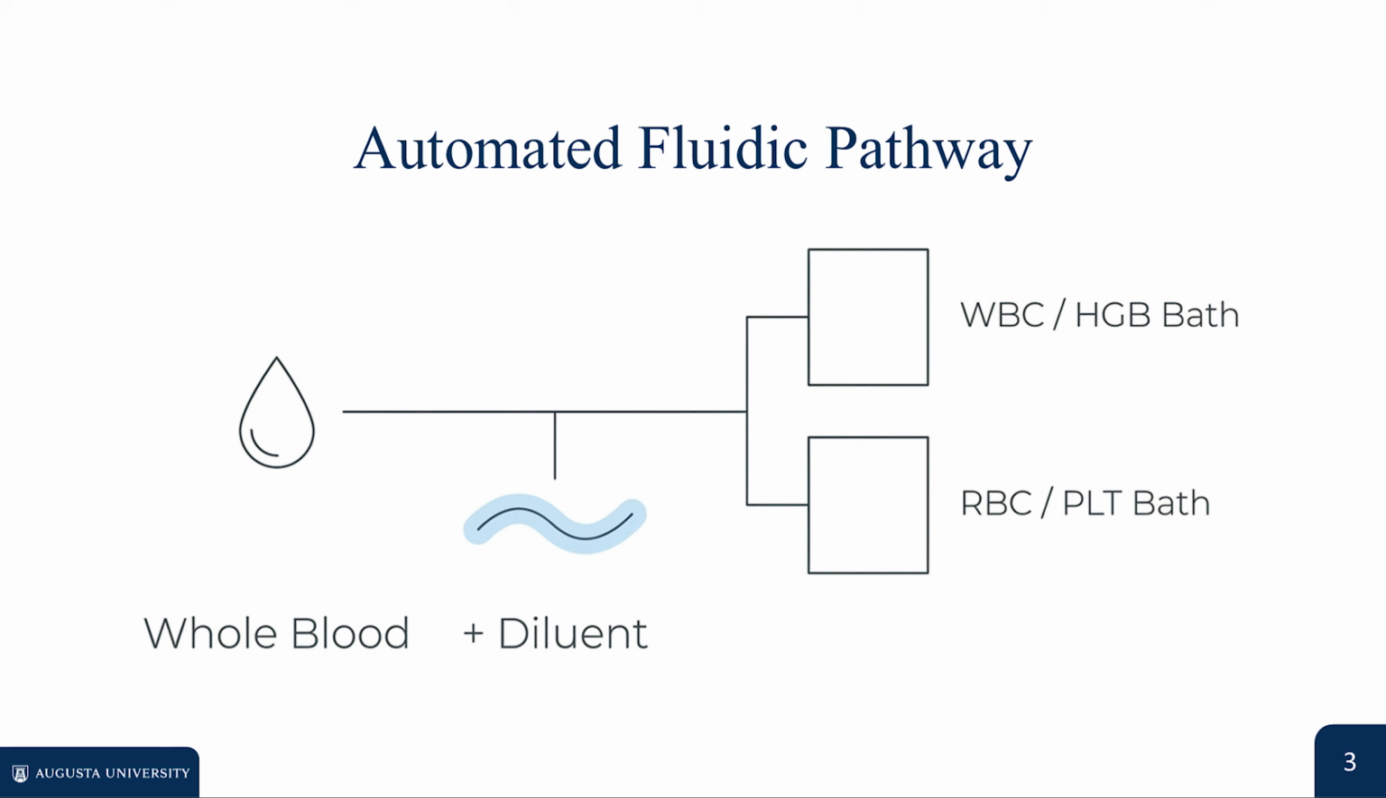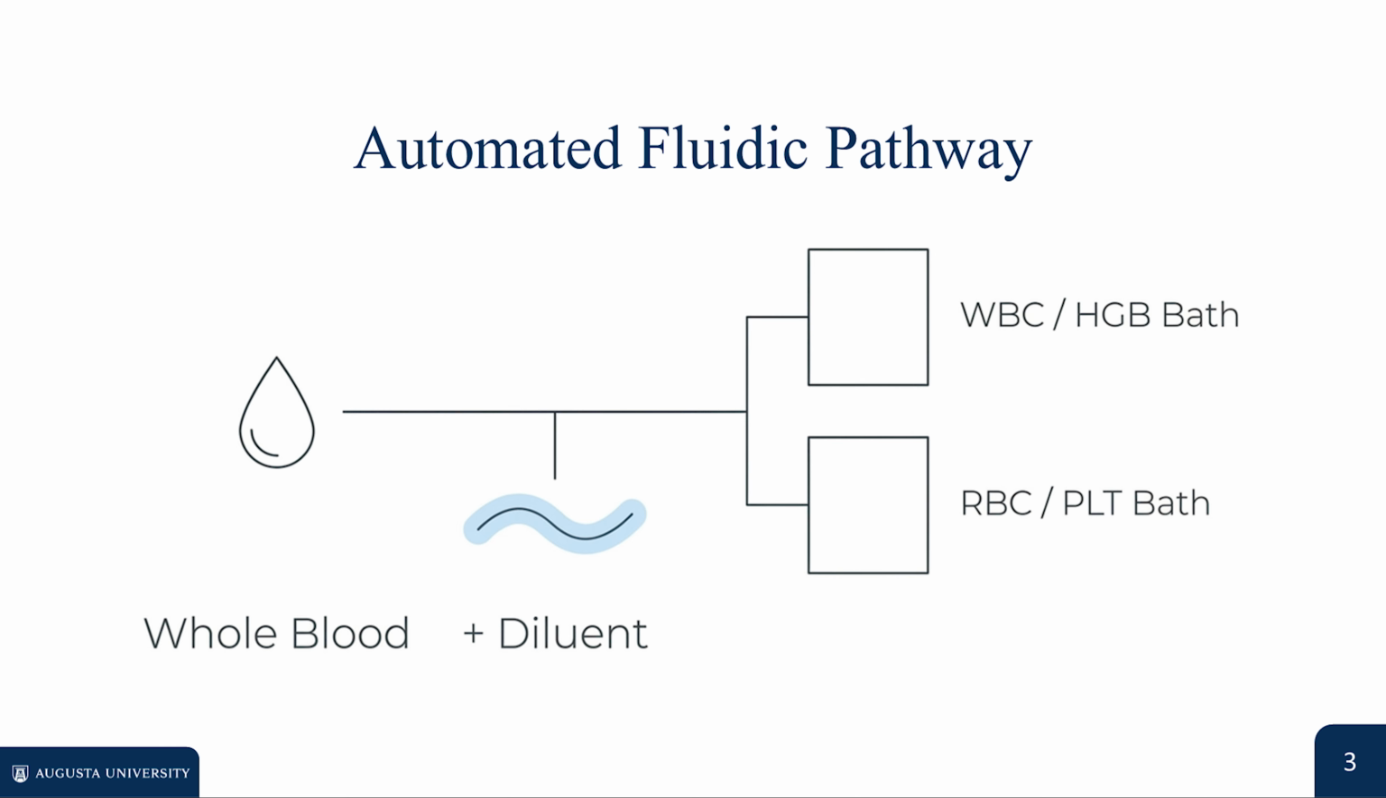Inside the analyzer, the automated fluidic pathway begins by aspirating a microvolume of approximately 15 microliters of whole blood. This aspirated blood is immediately mixed with an isotonic, electrically conductive diluent before being partitioned into two separate analytical streams. One stream is directed into the WBC and hemoglobin bath, where a lytic reagent is introduced, while the second stream enters the RBC and platelet bath, containing only conductive diluent.